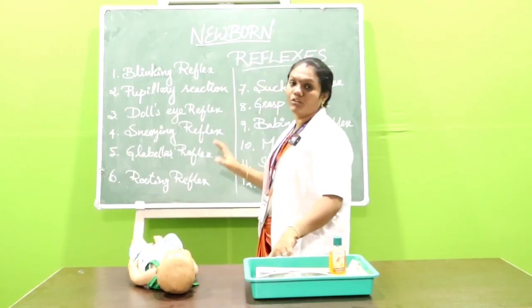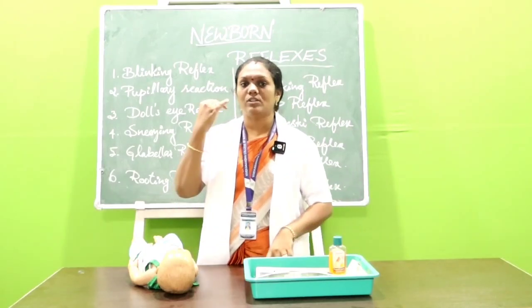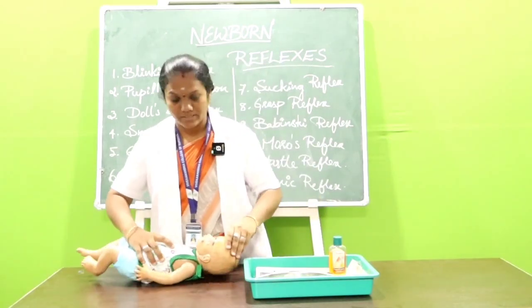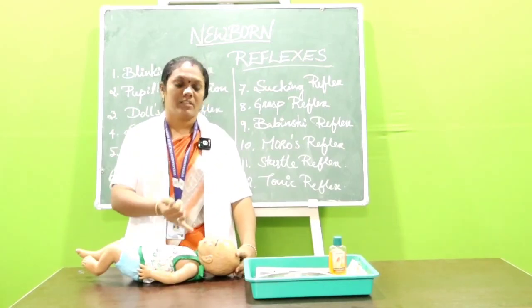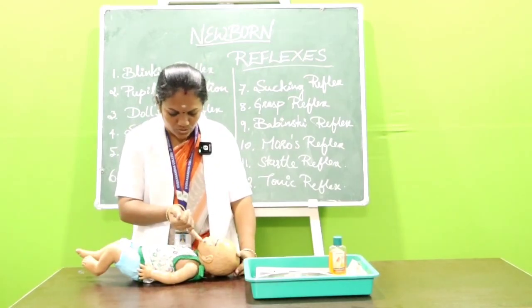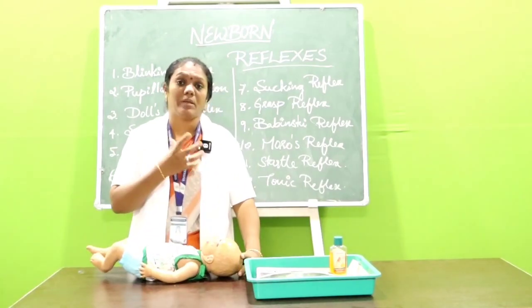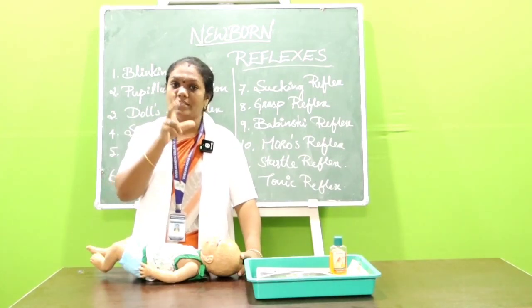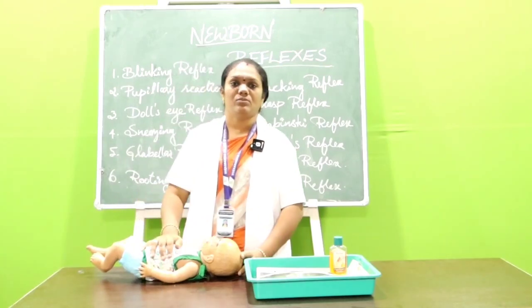The next one is the rooting reflex. For the rooting reflex, we give one stroke from the ear to the mouth of the baby, near the baby's mouth. The baby starts to open their mouth, thinking that something is being given to the mouth. This indicates the rooting reflex is present in the baby.